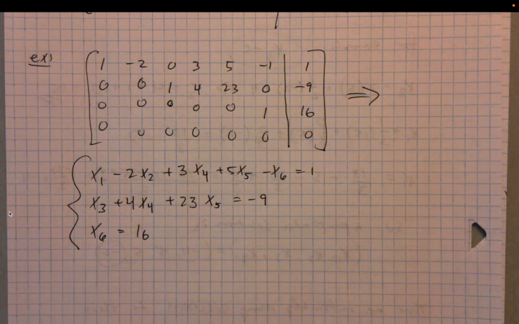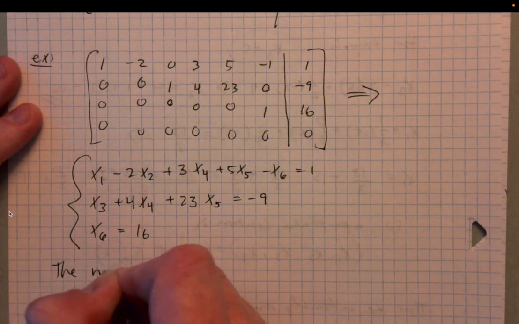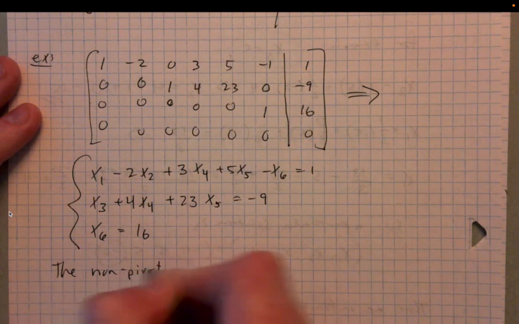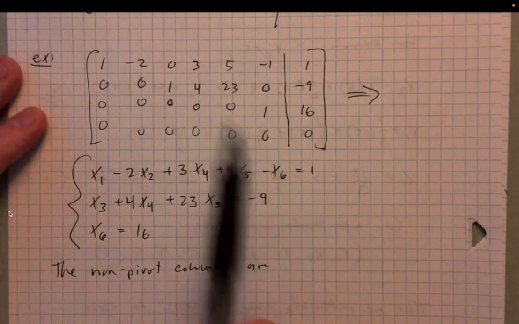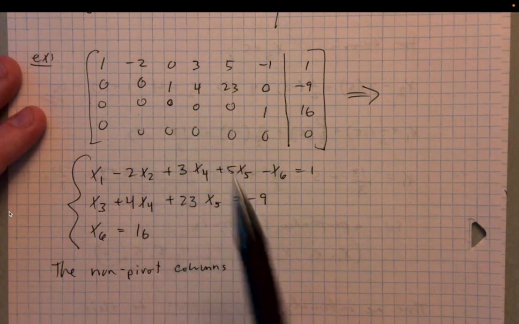Notice that I've only written down 3 of the equations. The row of zeros is of no value. It's satisfied for any tuple, so it doesn't matter. It's basically inconsequential. Let's talk about what are called the pivot columns and the non-pivot columns. The non-pivot columns are what? You've got 2, 4, and 5.